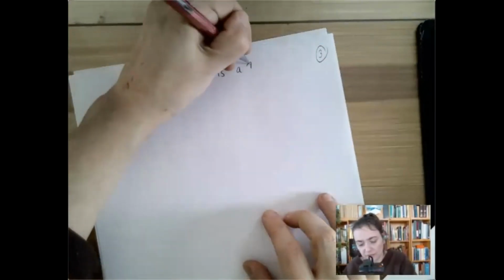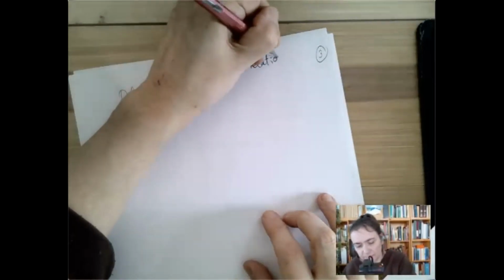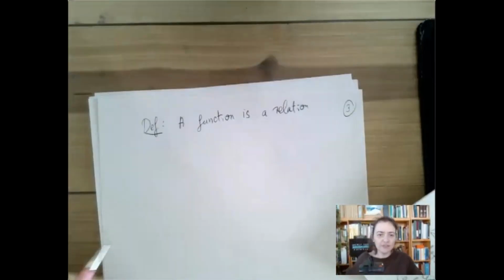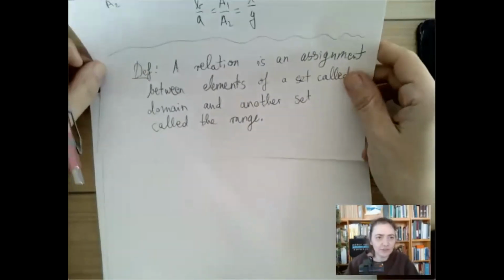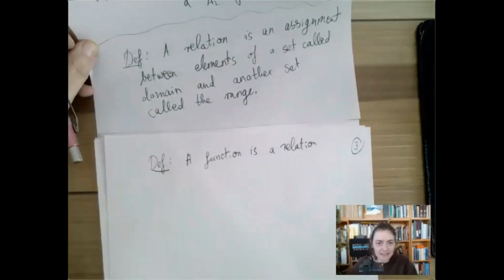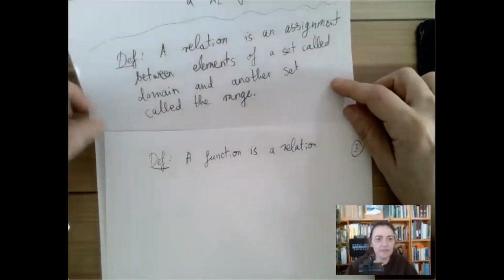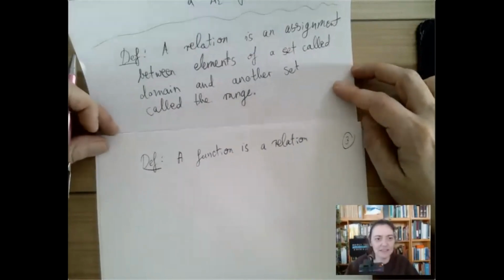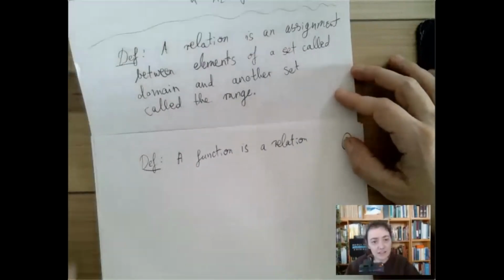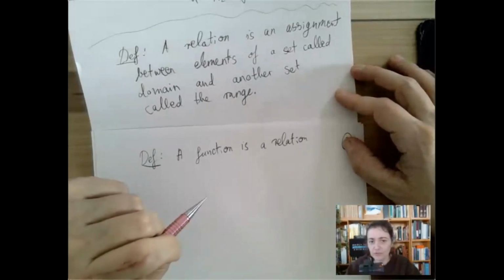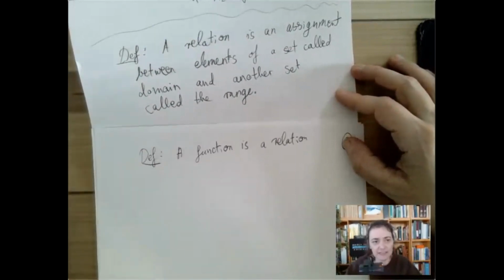So a function is a relation. It has all the ingredients of a relation. It has a set called the domain. It has a set called the range. And it has an assignment between elements of the domain and the range. And in addition, there is a restriction: for each element of the domain, only one thing can be assigned.